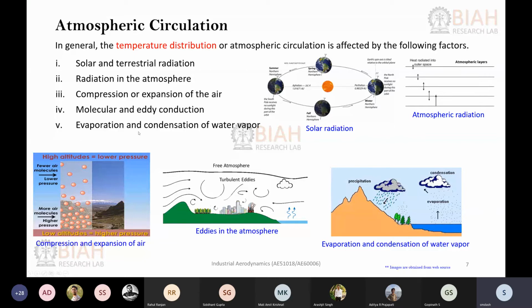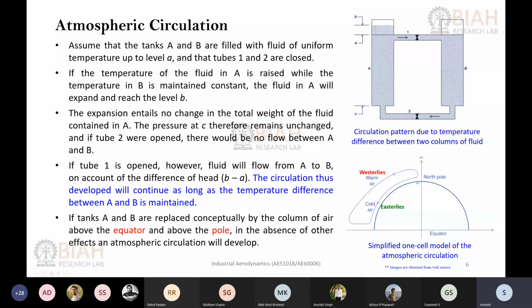Then there is evaporation and condensation of water vapor. You already know the water cycle: in some regions of the Earth, like the sea or ocean, you have a higher amount of evaporation, and in dry land you don't have that particular water cycle. So these are the factors which affect the temperature distribution throughout the Earth's surface, and because of that, this simplified one-cell atmospheric circulation model doesn't hold good.